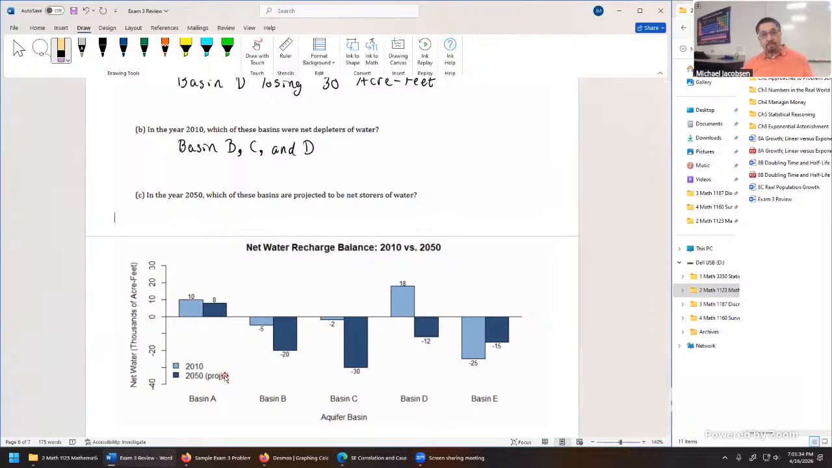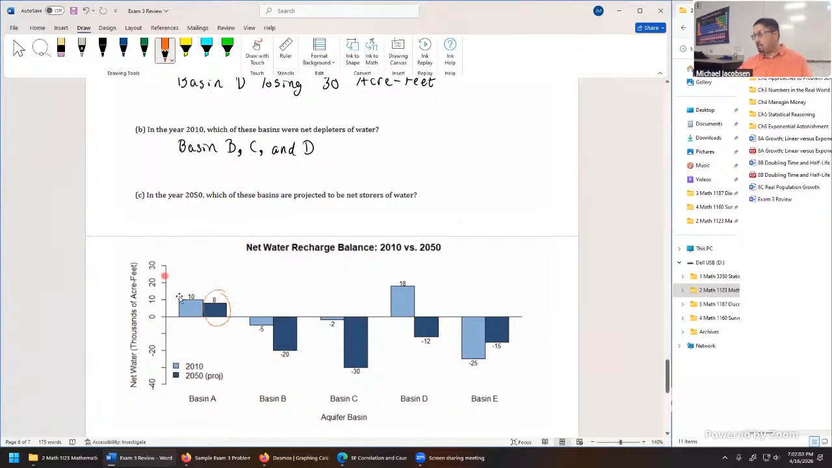On the real exam, the way I have this shaded is a very light gray and then a dark, dark gray. So even if this is printed in black and white, the key will make sense. The colors are not going to get washed out. And I'm keeping the direction the same, the base year and the projected year to the right. So it says in the year 2050, which of the basins are projected to be net storers? So that means we have to be positive, but only on the projected 2050 year.